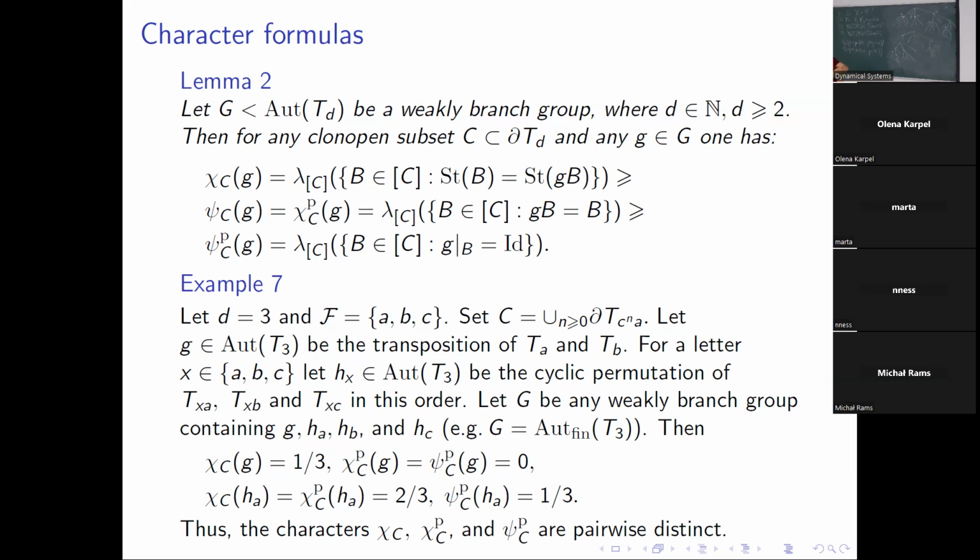Okay, so I was pretty slow. I guess I didn't come to the results. Okay, so this example just shows that the characters described here can be pairwise distinct.